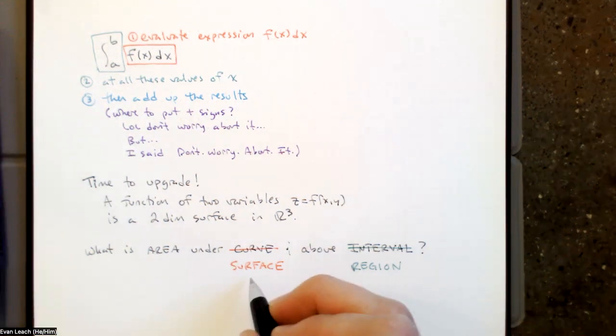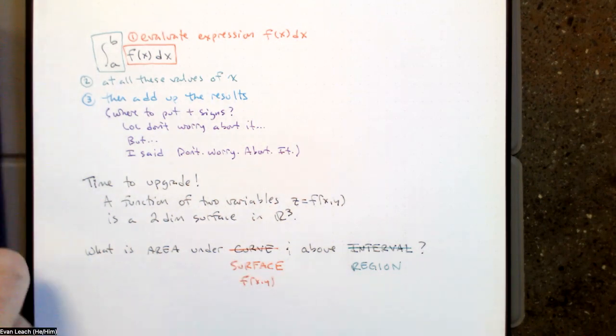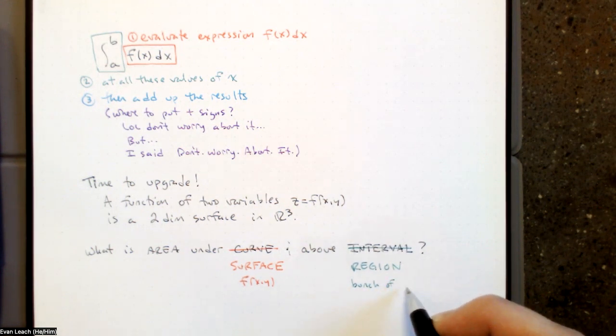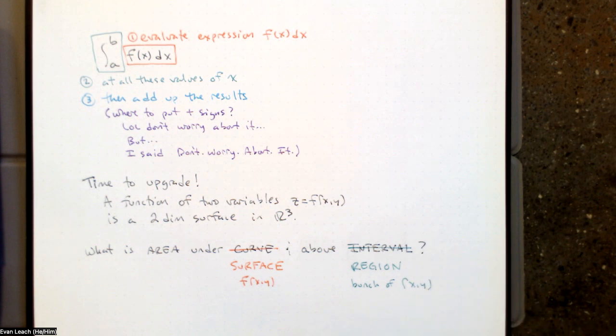Our surface is a function of two variables. Since we have a function of two variables, I have a bunch of x and y that I'm trying to plug in. And if I've got a surface above and this area below, the space in between is not going to be an area. The space in between is going to be a volume.